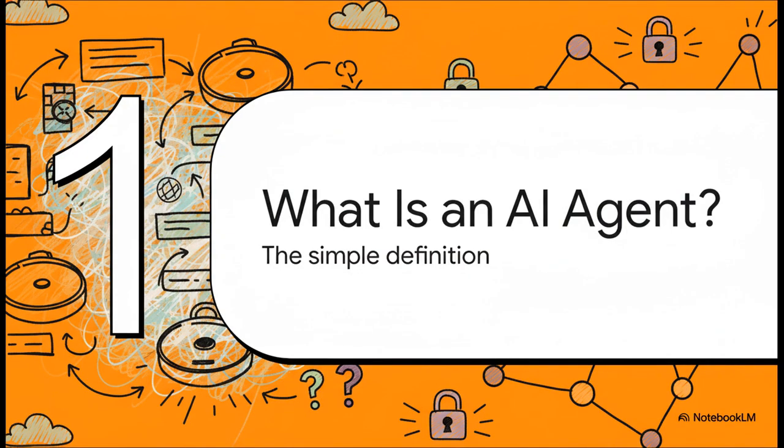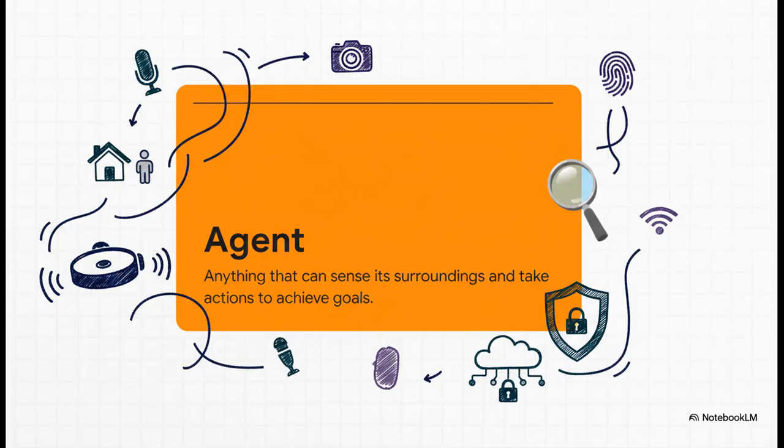Okay, so what's this big secret, this core principle? Well, it all comes down to understanding what we mean by an agent, and you might be really surprised by how simple the answer actually is. And that's it. That's the whole definition. An agent is just anything that can sense what's going on around it, take some kind of action, and do it all to achieve a goal. Think of it like a simple three-part recipe: sense, act, and have a goal.